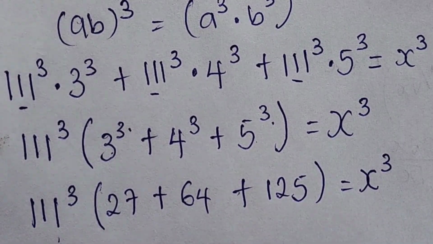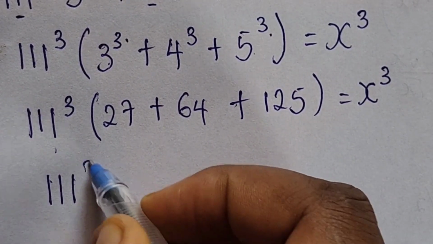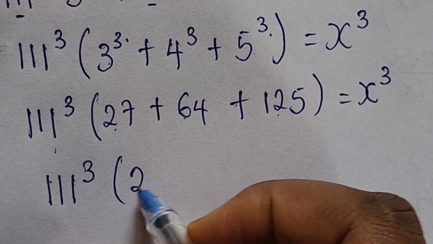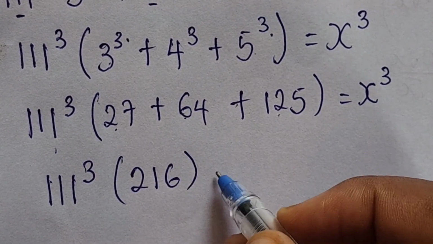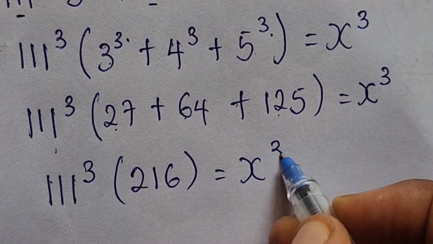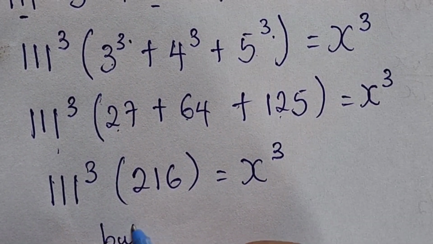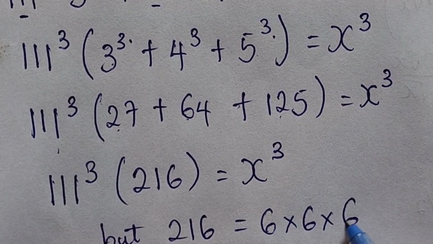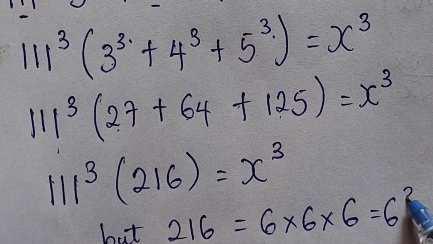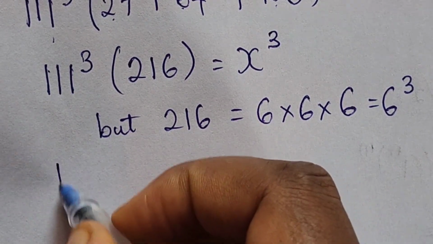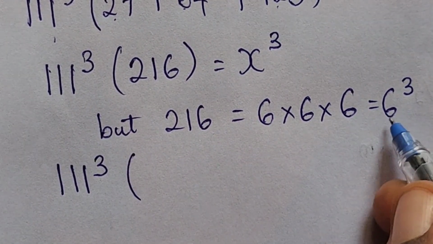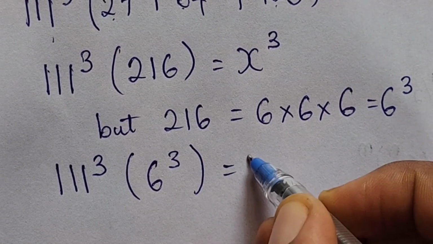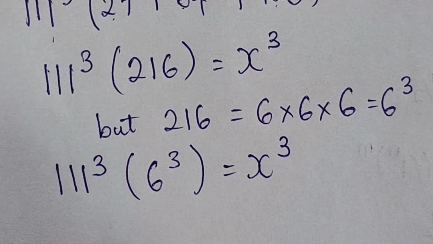And is equal to x to the power of 3. So this will give us 1 to the power of 3. When we add up all this, we have 216, and is equal to x to the power of 3. But our 216 is equal to 6 times 6 times 6, which is 6 to the power of 3. So we have 1 to the power of 3 times 216, which is 6 to the power of 3, is equal to x to the power of 3.